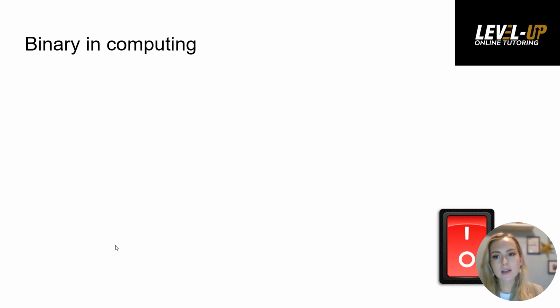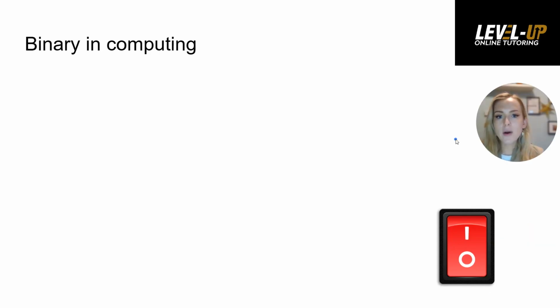Why is binary used in computing? Well, quite simply, binary has two states, on or off. And because computers are made up of switches, this is why binary is used. It can represent voltage.